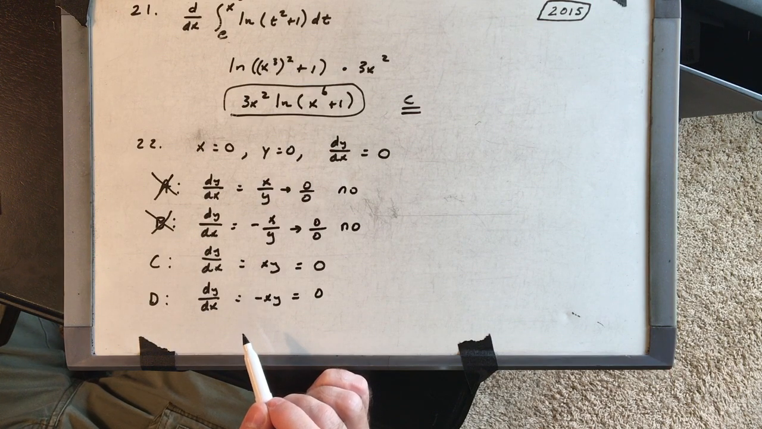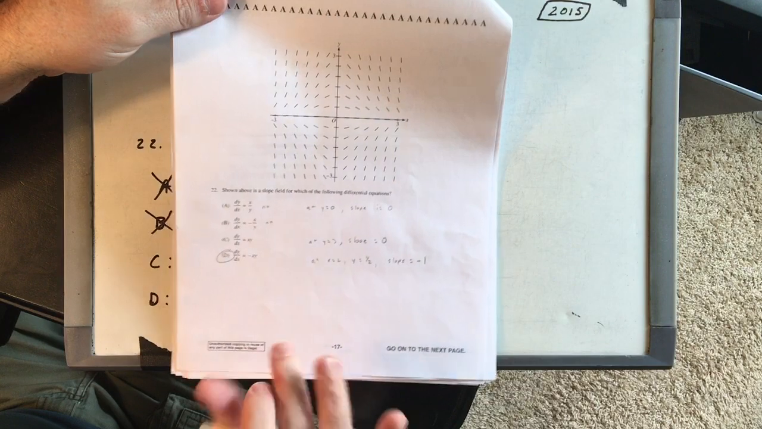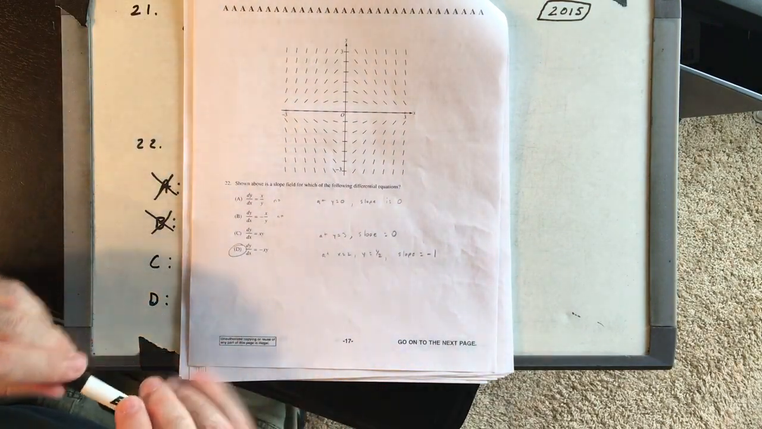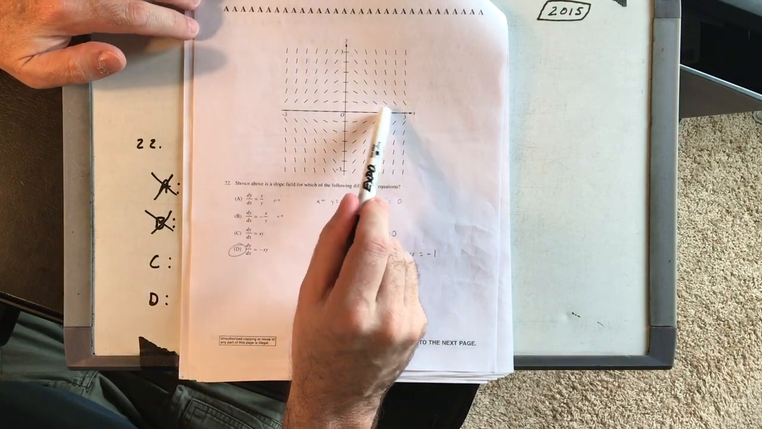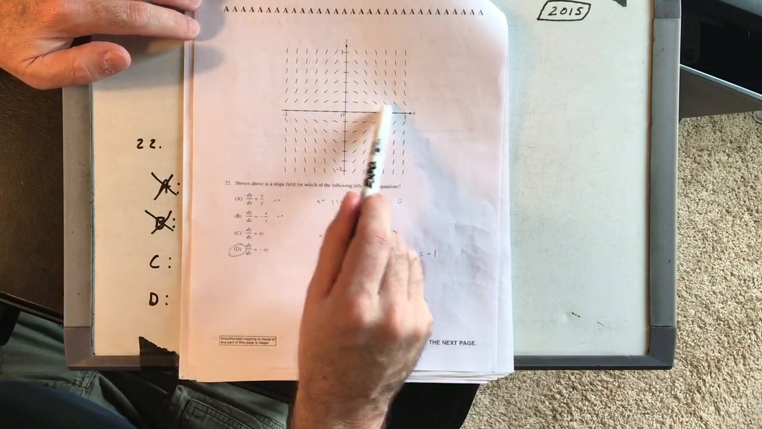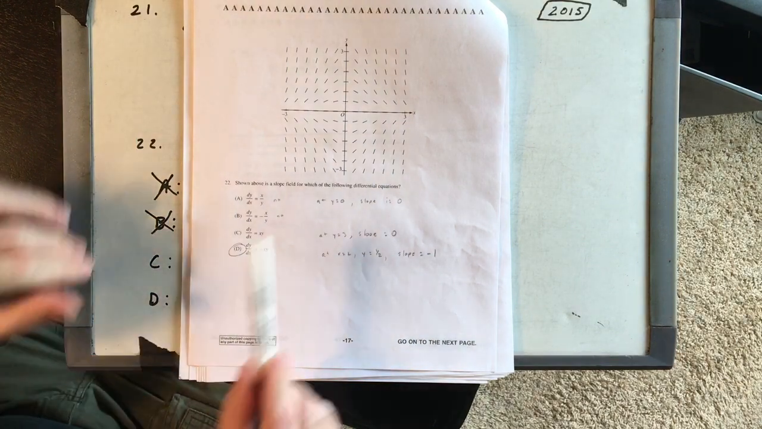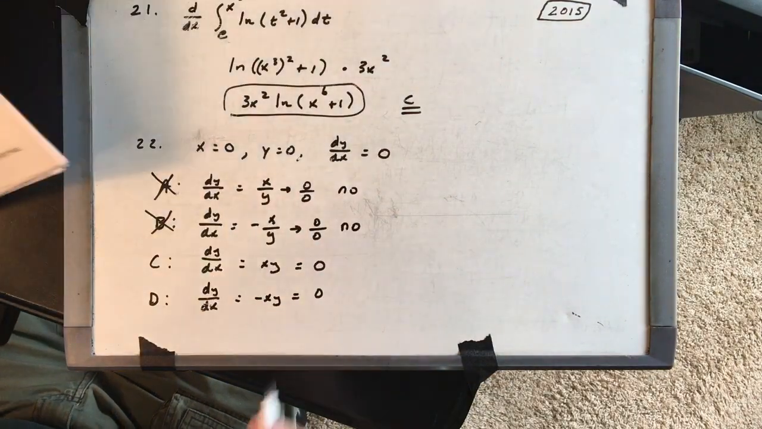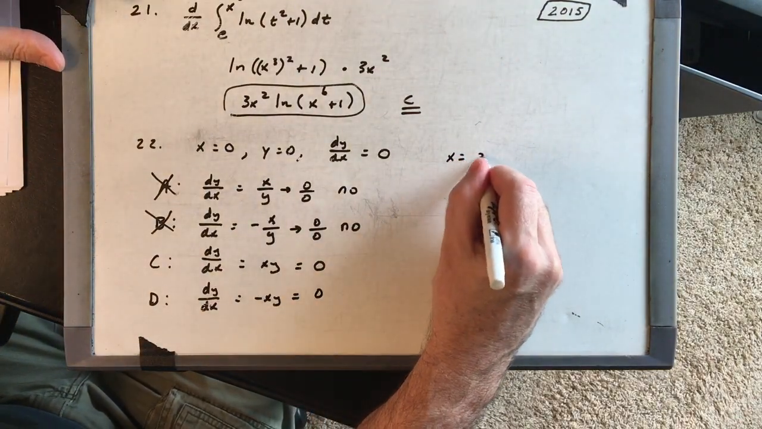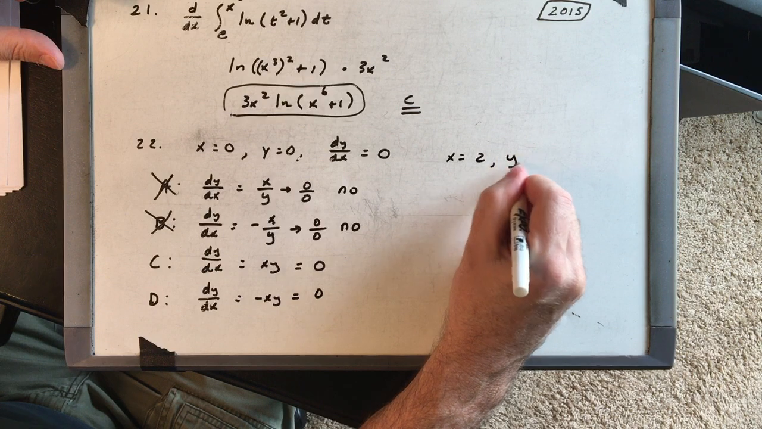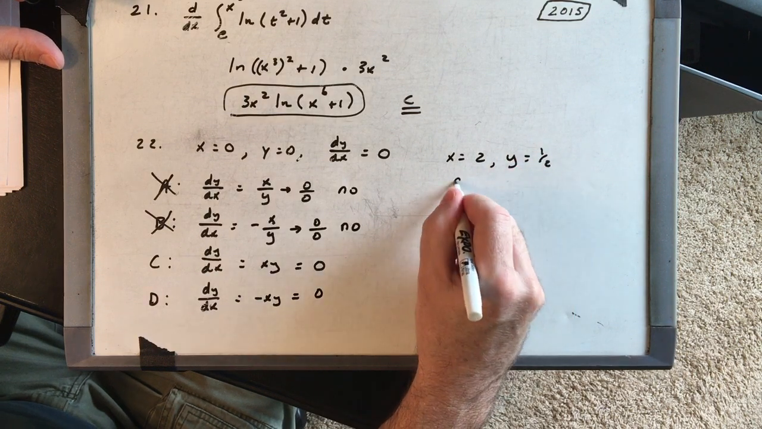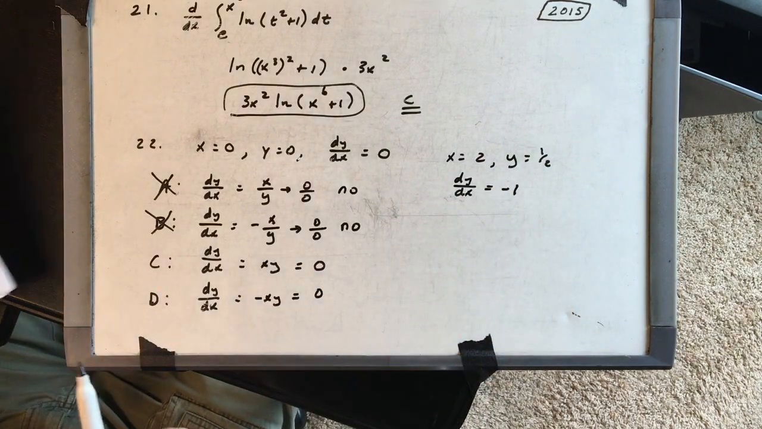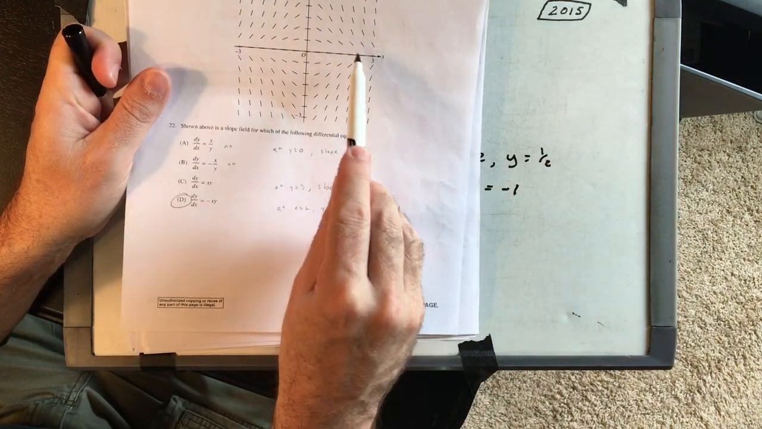All right, I'm going to just look here and see if I can find one that has a slope of like a 1 or a negative 1, something easy to read. And you can see right there, when x is equal to 2 and y is equal to a half, dy dx, the slope is equal to negative 1. Okay, so you've got like a 45-degree angle there, negative 1.